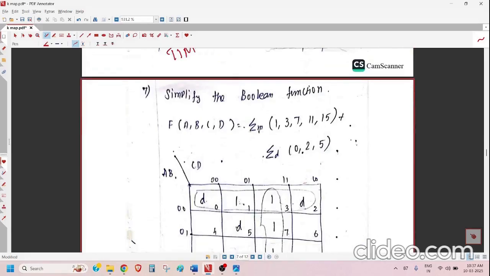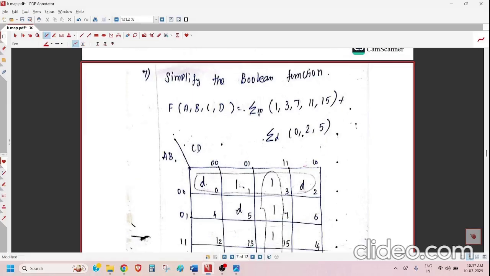One more case is there, that is the don't care condition. You can see the next sum: simplify the Boolean function f of a, b, c, d is equal to summation small m 1, 3, 7, 11, 15 plus summation d 0, 2, 5. In this case they give the don't care terms. If a don't care term is needed you can take it, otherwise you just omit it. That is what don't care means.